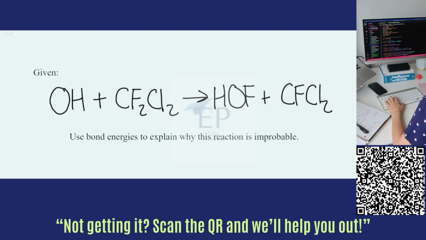Given this reaction between a hydroxyl radical and a chlorofluorocarbon, use bonded energies to explain why this reaction is improbable.